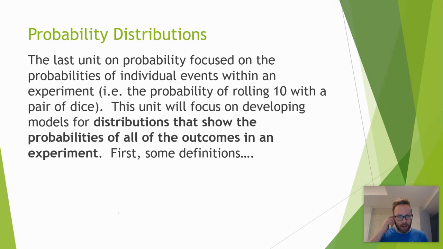So we did cover a unit on probability, and that was focused on the probabilities of individual events. For example, the probability of rolling 10 with a pair of dice, or the probability of winning $10,000 in Plinko. In this unit, we focus on developing models for what we call probability distributions. A probability distribution shows all of the outcomes of an experiment and how they're distributed. So we're not going to focus so much on an individual event, but on all events and how those probabilities are distributed.